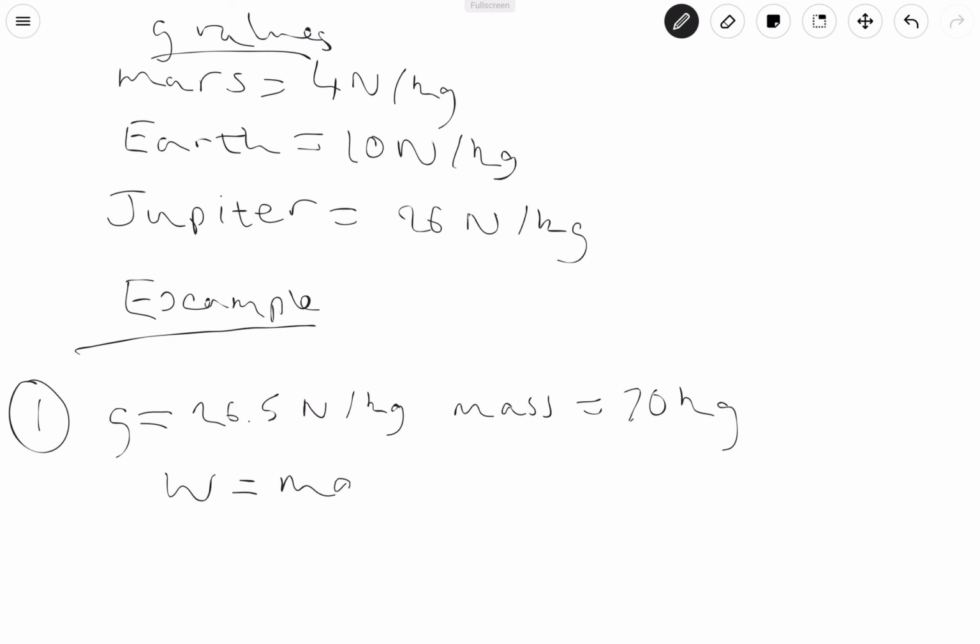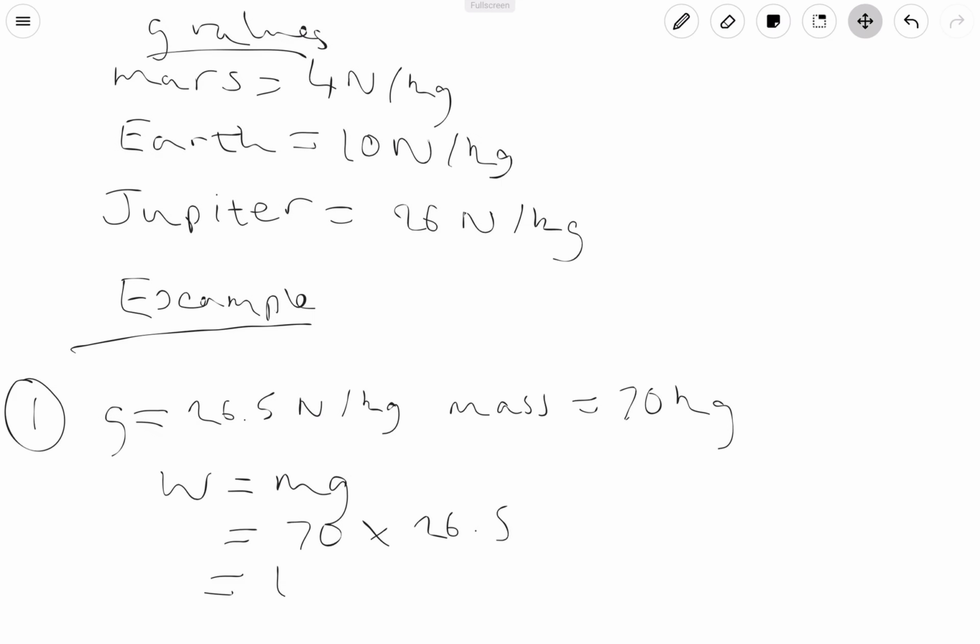Simple, weight equals mass times gravitational field strength equals 70 times 26.5. I am not smart enough to do that in my head, so let me just get my calculator out. That equals 1855 newtons. So that's my weight.